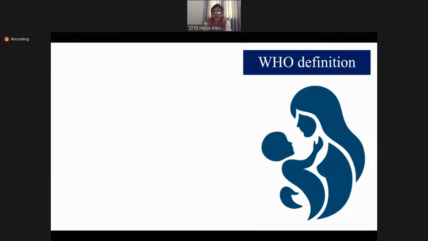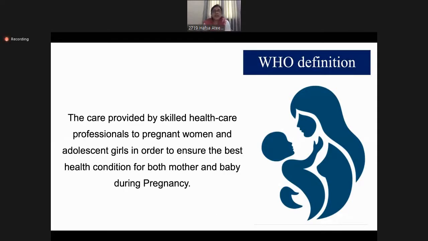So, what is the WHO definition of antenatal care? The care provided by the skilled healthcare professionals to pregnant women and adolescent girls in order to ensure the best condition for both baby and mother during pregnancy. Here we label it as the healthcare professionals, because at places the obstetric care is provided by the midwives, the lady health workers, and junior doctors, and then by consultants like obstetricians, consultant obstetricians. So all of them are included in the category of skilled healthcare professionals. Whether a midwife or a lady health visitor, whatever she is, she should be skilled enough to deliver the antenatal care.